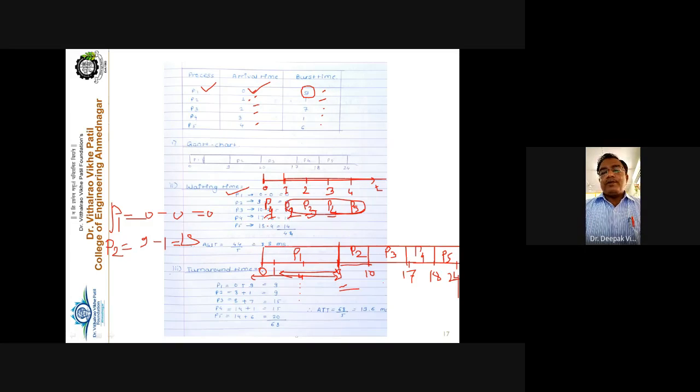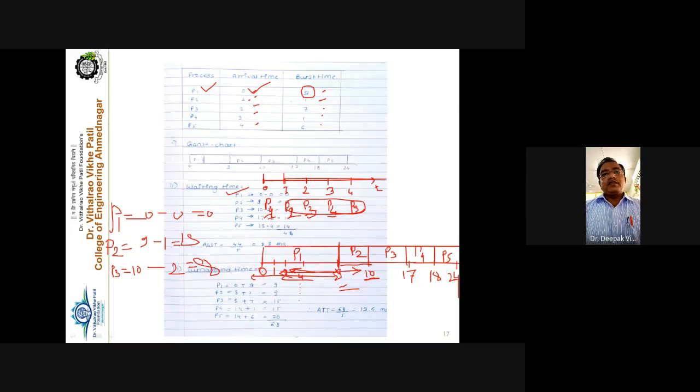Clear? For P3. So P3 is completely executed between this 10 to 17 slot. So I can write here P3, that is equal to 10 minus arrival time for P3 is 2 milliseconds. So P3 arrived at 2 milliseconds. See carefully from this diagram, it may not be very clear to you, but just try to understand from 2 to 10, that is nothing but 8 milliseconds it has to wait. What we are finding here, we are finding out the waiting time for the process. So arrival time must be subtracted for finding out the waiting time.